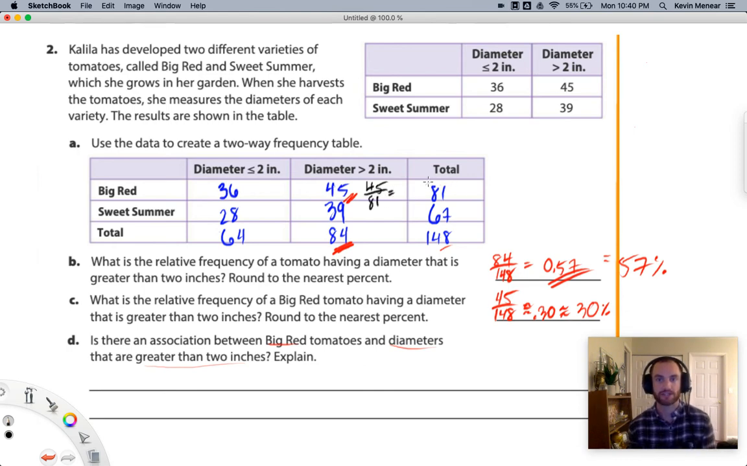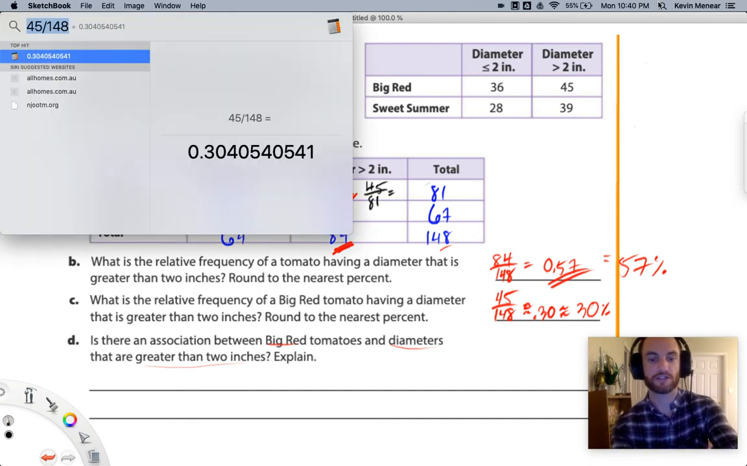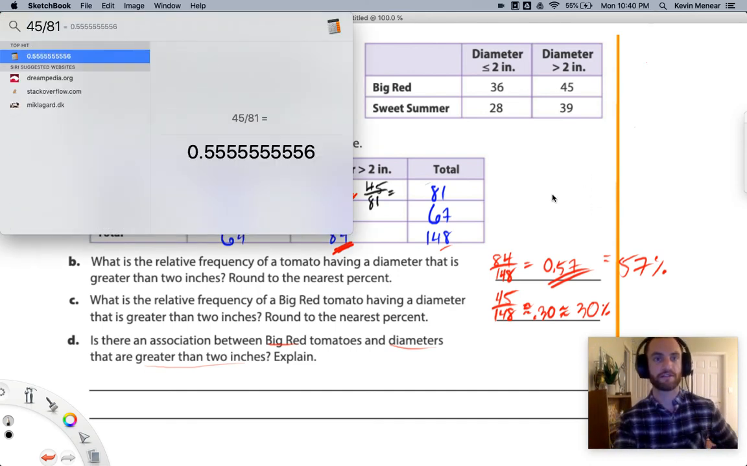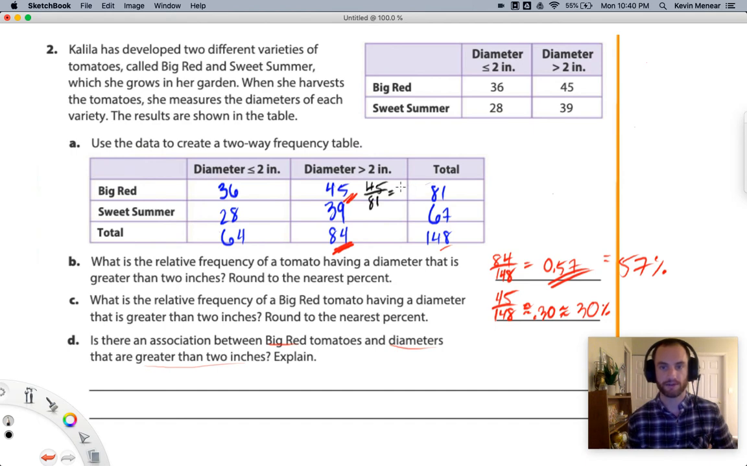That's going to be the conditional relative frequency. So the chances that I've got a big red tomato that has a diameter greater than 2 inches is just 45/81, because there's 81 in total and 45 of them have a diameter greater than 2 inches. So that's approximately 56%.